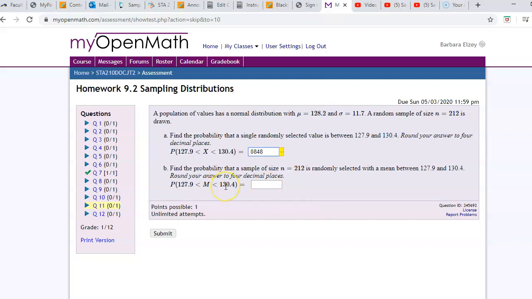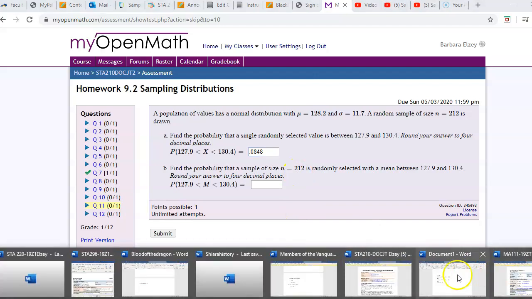Now let's go to the second one. Now let's notice with part B, find the probability that a sample of size n equals 212 is randomly selected. And we still have the same x values here, all right? But they're actually means this time. They're x bars instead of x. Now they used a symbol M here to symbolize X bar, but it really means the same thing as X bar. So our formula is different when we have a sample size. It's that second formula we got.